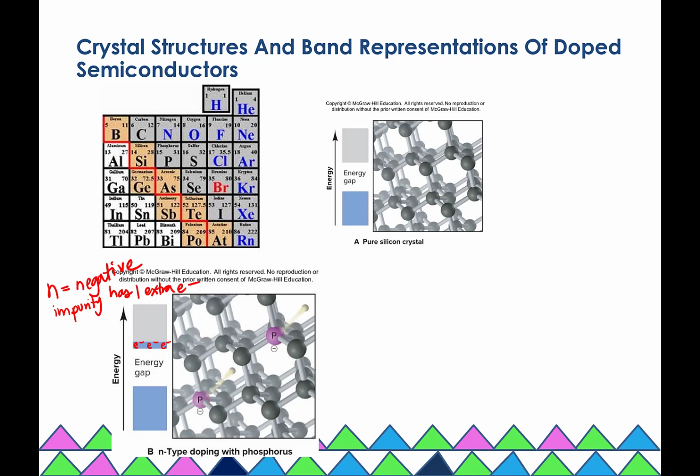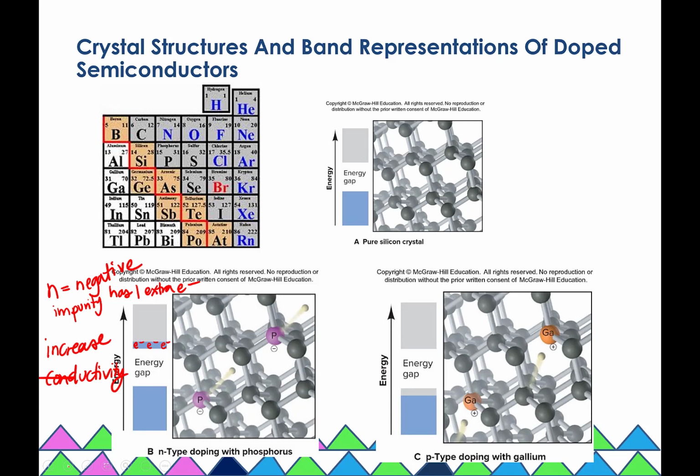So phosphorus occupies some of the lattice sites in the solid silicon. And since phosphorus has one more valence electron than silicon, these additional electrons must enter the empty orbitals in the conduction band. And this will increase conductivity.